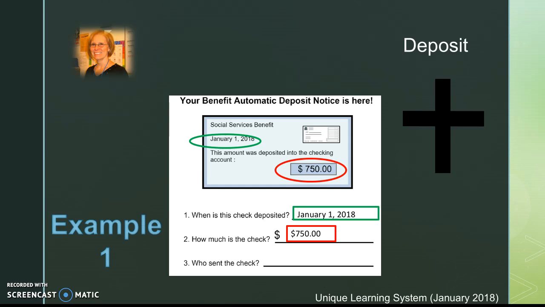Who sent the check? Point to the name of the company that sent the check. If you pointed to Social Services Benefits, you are correct. If not, find Social Services Benefits and point to the information. Circle the name using your blue pencil. Now answer question 3 by writing Social Services Benefits in blue.